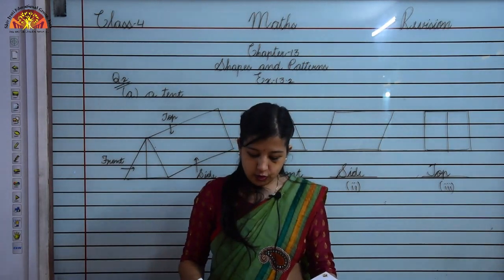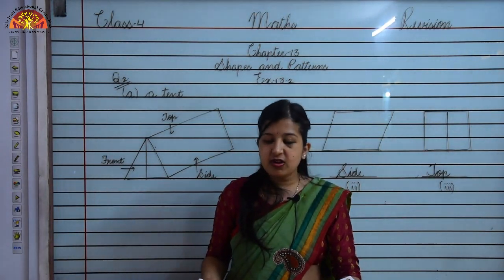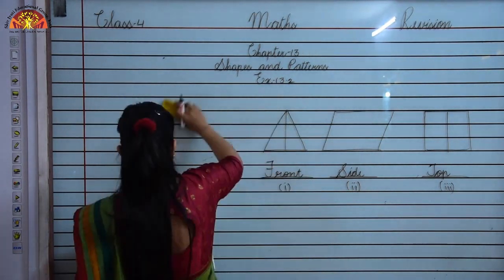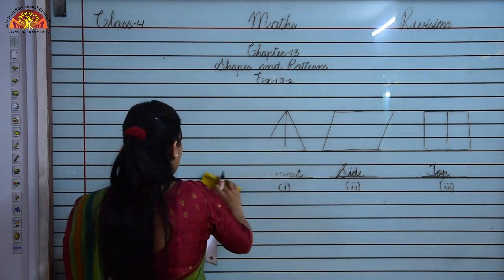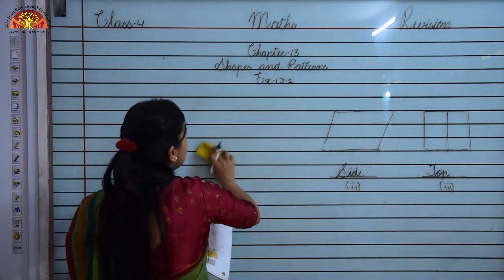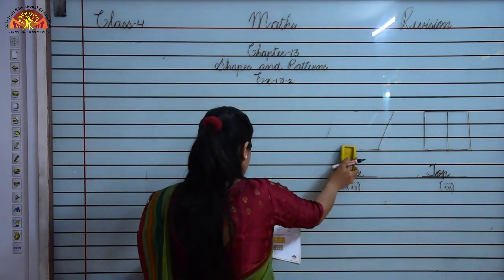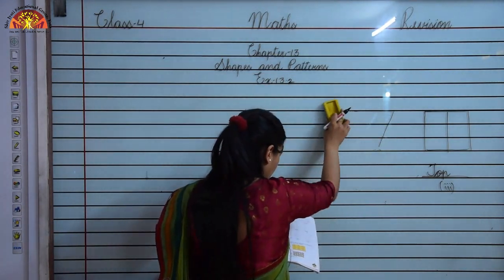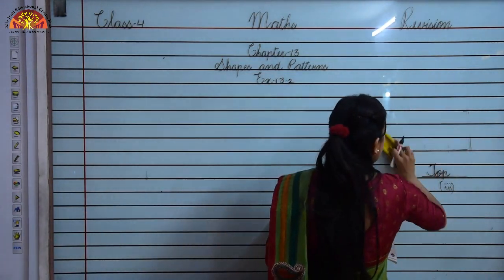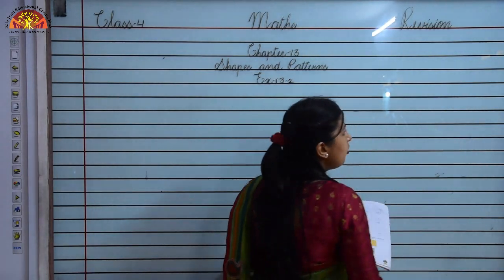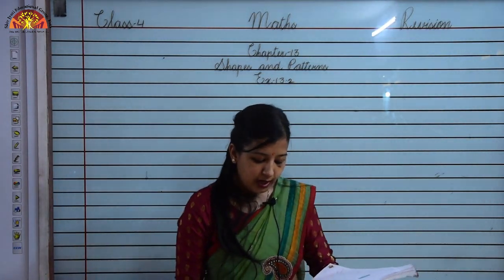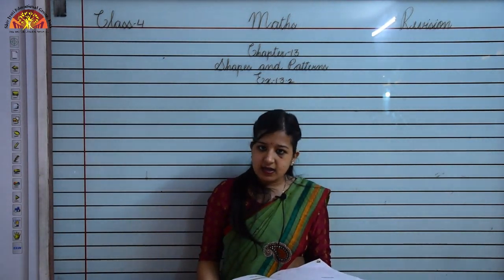Now students, turn your page and open page number 169 of your book. We will learn about tiling and tessellation. So what is tiling and tessellation? Arrangement of shapes or tiles that fit into each other without any gaps or overlapping is called tessellation.